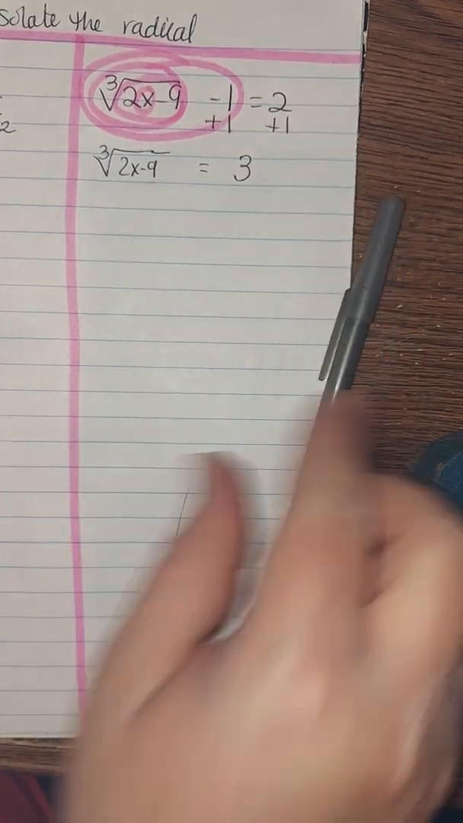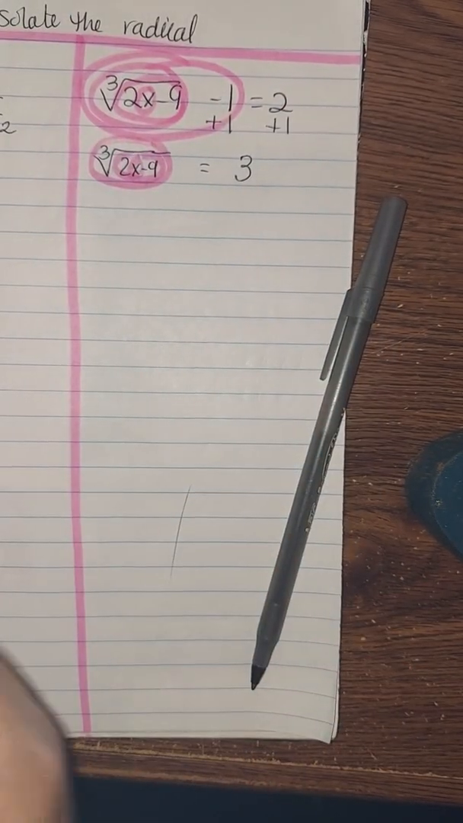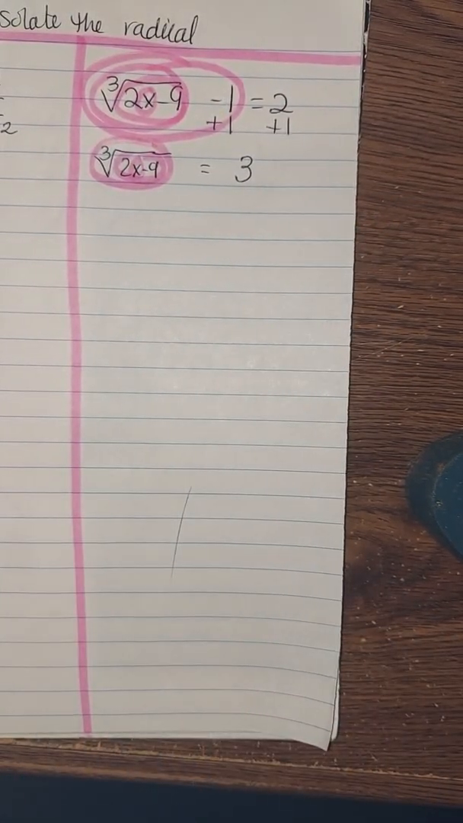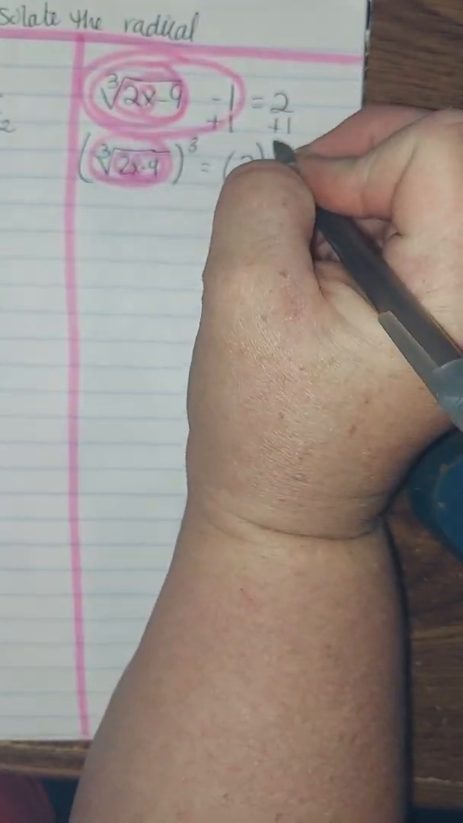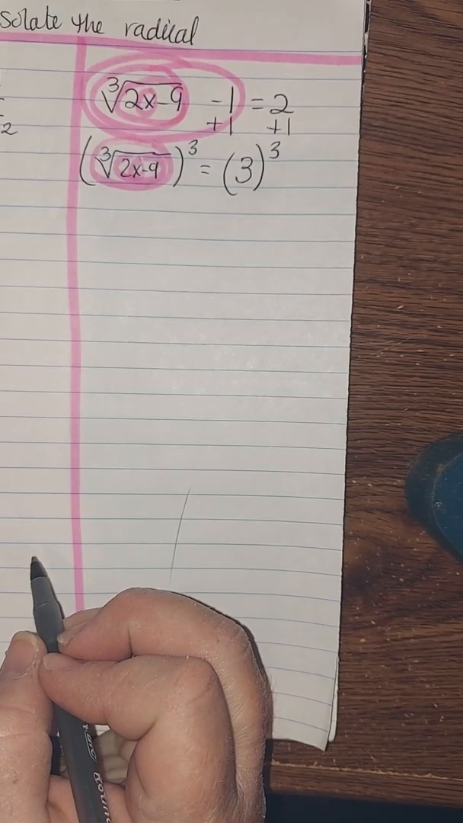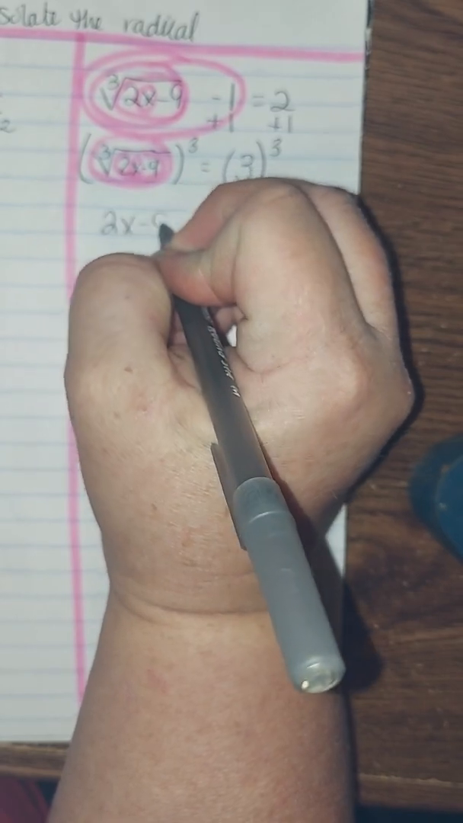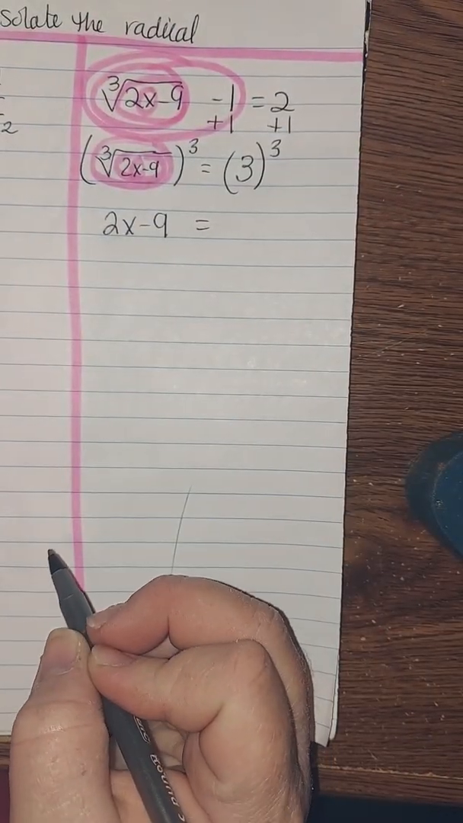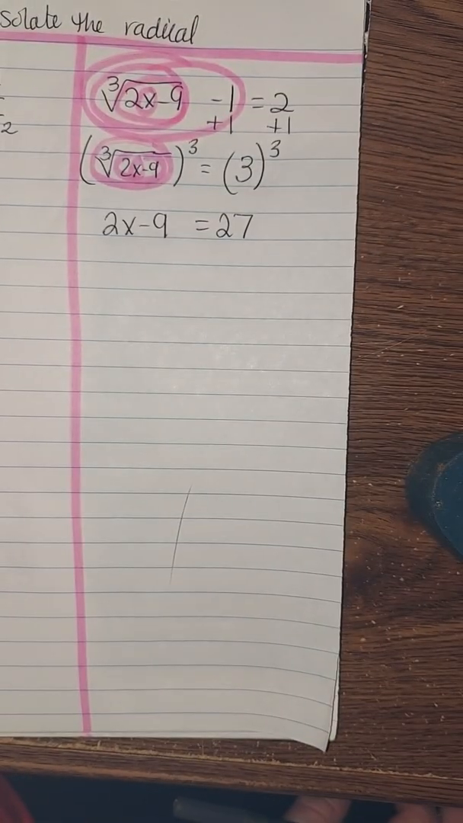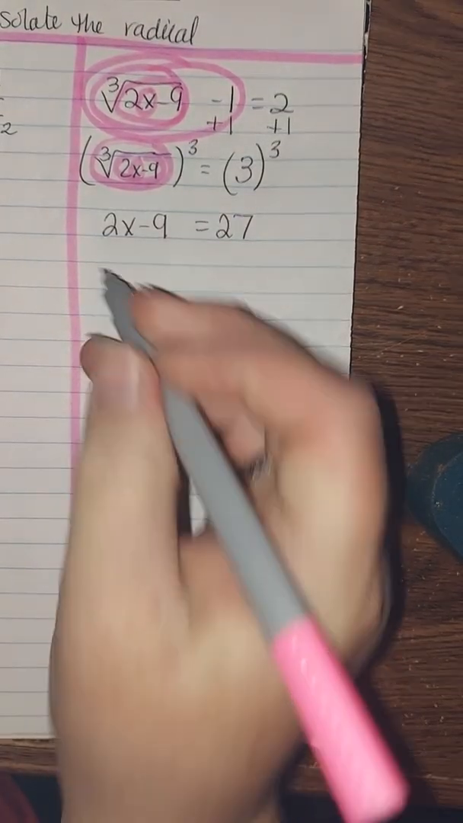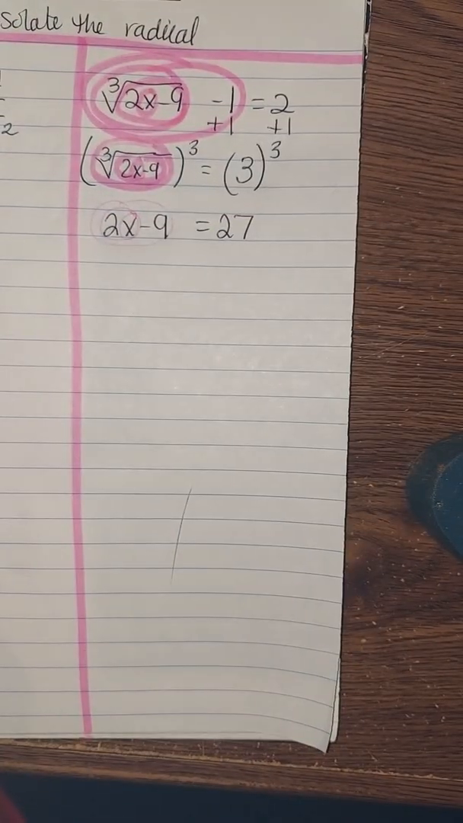Now, I've got the radical. I need to get rid of it. So what's the opposite of cube rooting something? Cubing it. So again, 3 over 3 is 1. That's how I get just 2x minus 9. And what is 3 cubed? Super proud of you if you know it because you've been doing it so much. If you had to look at your power table, that's okay too. I still love you.